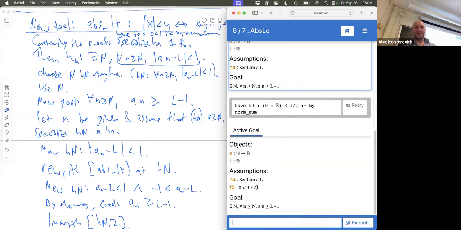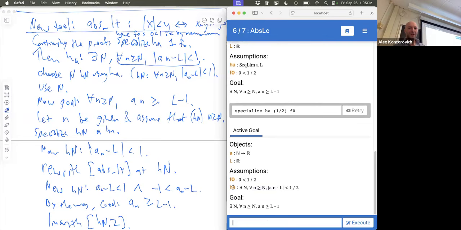Okay, we're back. So we have this fact F0, that a half is greater than 0. And now we're going to specialize HA to a half together with the proof that a half is greater than 0. HA is the fact that A goes to L, which starts with for all epsilon, as long as epsilon's positive, and so on. Okay, so now HA is turned into, there is some capital N, so that eventually we're within a half of L.